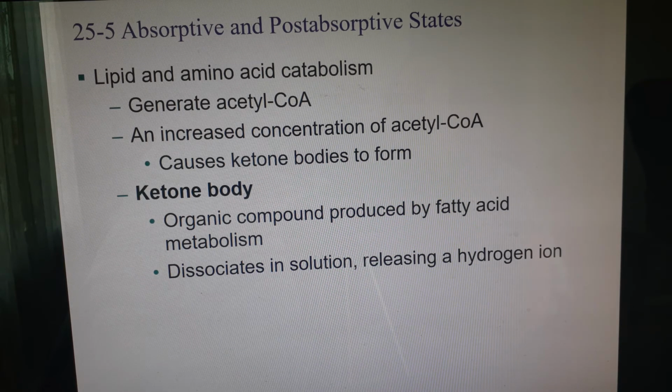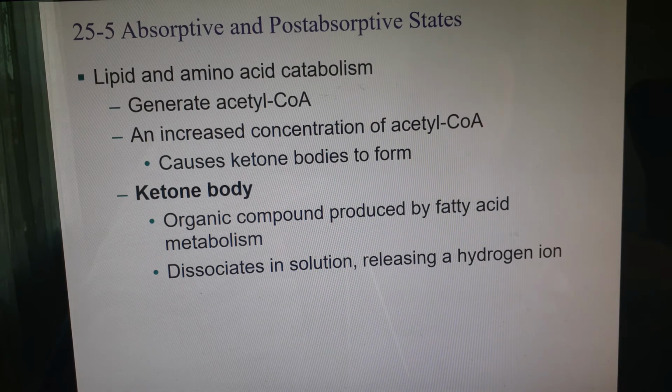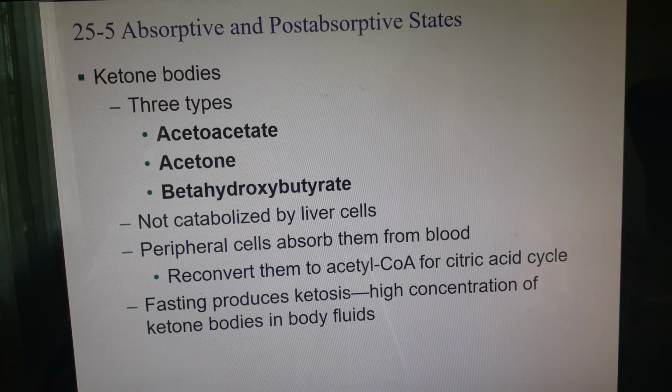And if we have a lot of acetyl-CoA around, we can cause these things called ketone bodies to form. Now, a ketone body is a fatty acid metabolism organic product, and it dissociates in solution and releases a hydrogen ion. There are three types: acetoacetate, acetone, and beta-hydroxybutyrate. These are not able to be catabolized by the liver, and instead your peripheral cells will absorb them, and then they can make them back into acetyl-CoA for the citric acid cycle.